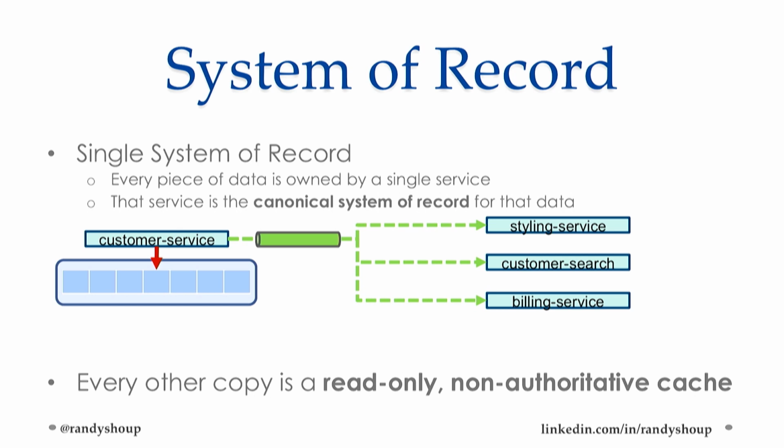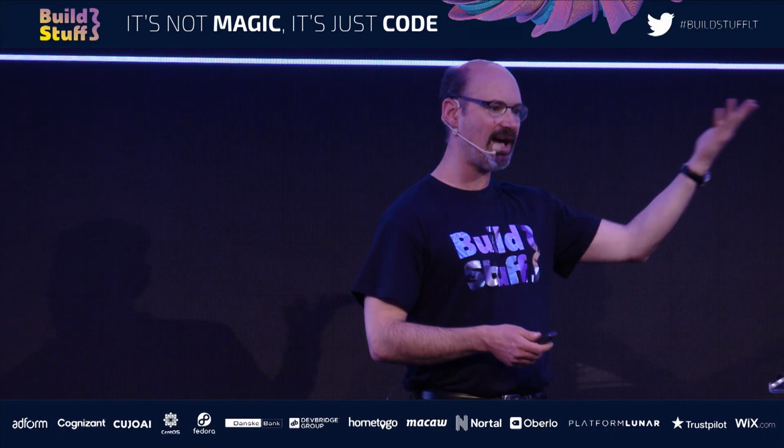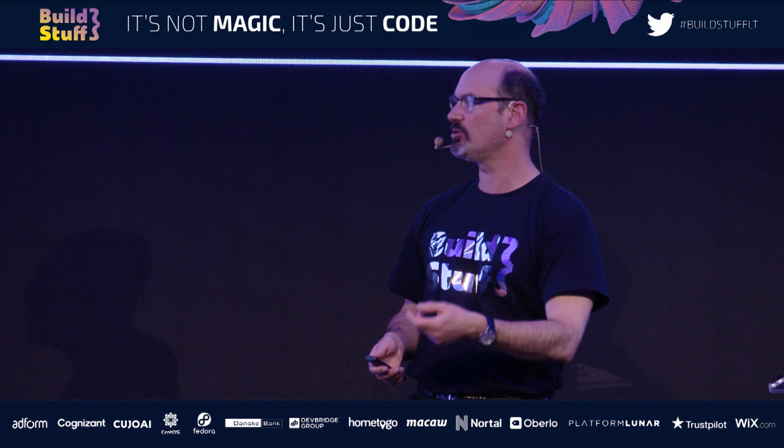It's read-only. So if I go and ask, I don't know, the billing service, what's the customer's address, it might be able to tell me, but it is not the system of record for that data, right? If I'm going to update the customer's address, it should go through the customer service. It's also non-authoritative. So if I ask the billing service, hey, what's the customer's address, it might be stale, right?